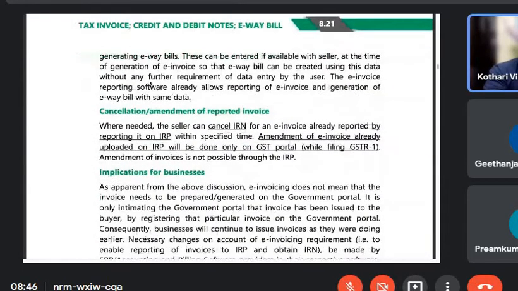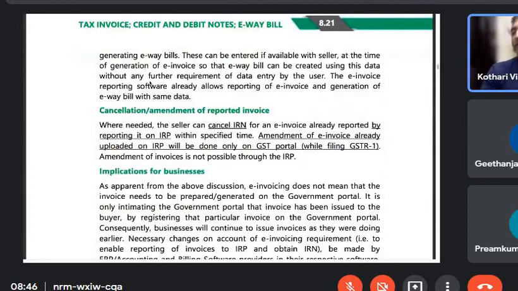and you can even link the e-way bill along with the e-invoicing. Now, what happens if, sir, I have applied for an e-invoice but I need to cancel it? Yes, you can cancel. But the time limit for cancellation is only within 24 hours. After that, you cannot cancel.